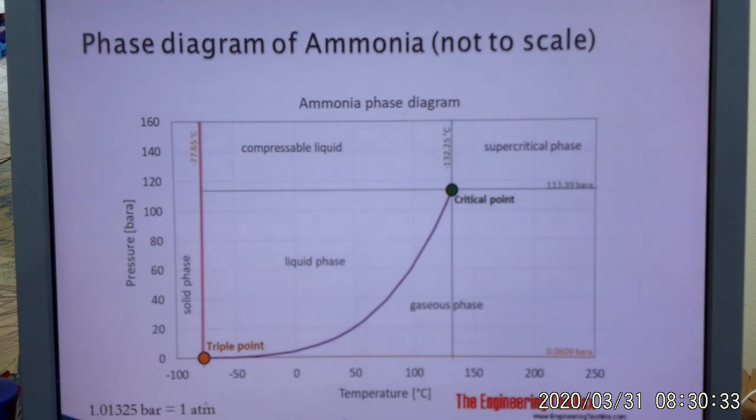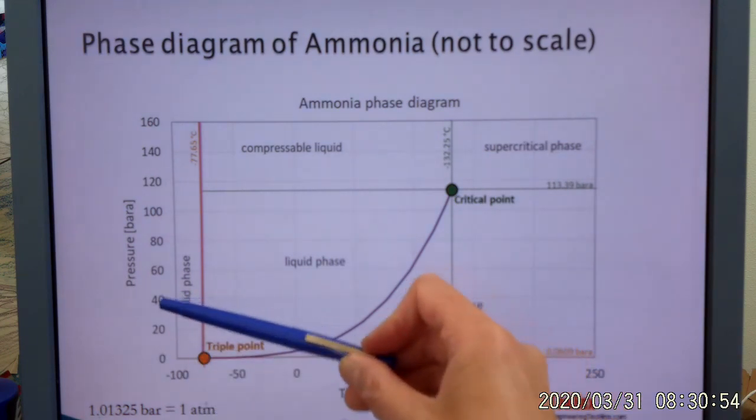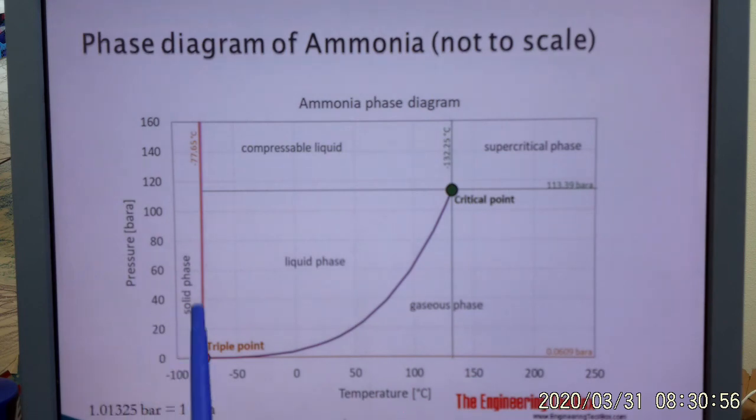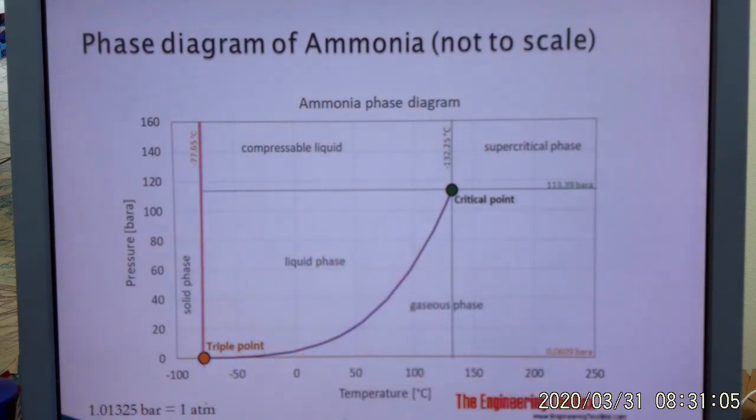So I said, okay, what phase would ammonia be at 60 bar and 0 degrees Celsius? So here's my 0 degrees Celsius. Let's go up to 60 bars. And you say, oh, it's going to be in the liquid phase. If I said, well, I wanted ammonia as a solid phase at 40 bar, then you'd say, here's 40 bar. Gas phase, no. Liquid phase, no. So to get to the solid phase of ammonia, you'd have to be less than minus 75 degrees Celsius. Actually, less than minus 77.65 degrees Celsius.